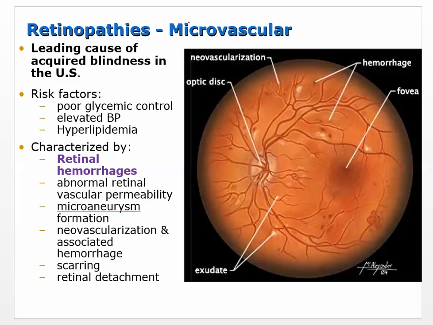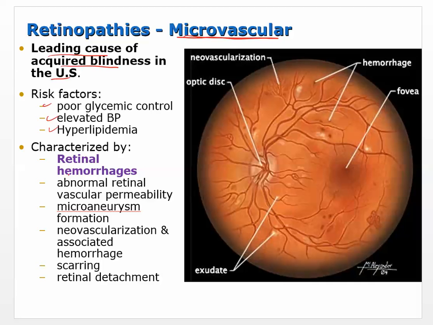So moving on, also related to microvascular are the tiny, teeny, tiny little blood vessels that affect the eyes. And so we know that diabetes is a leading cause of blindness. It is the leading cause of acquired blindness in the United States. And it really comes down again to poor glycemic control. The high glucose tends to ultimately cause damage to these very, very tiny blood vessels. So poor glycemic control, elevated blood pressure, increased lipids in the blood.